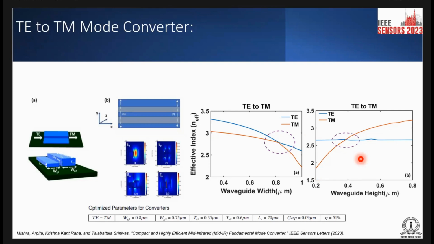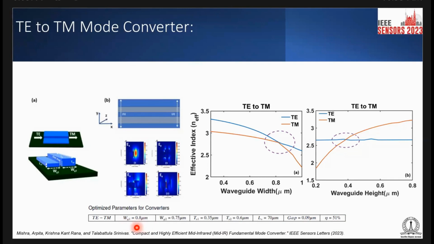After doing some optimization, we got these optimized parameters where we are getting the highest results. Here the efficiency is around 51%. These are the optimized parameters.